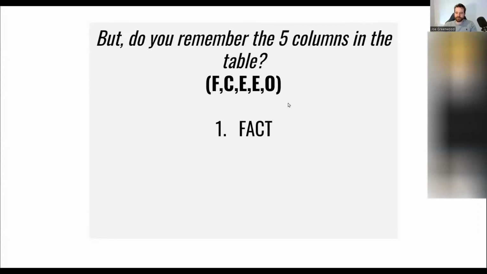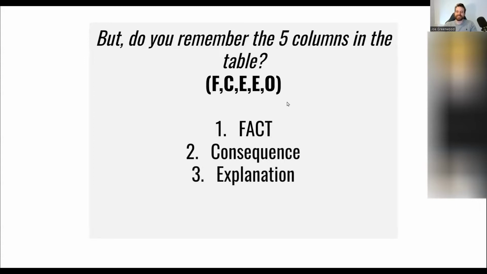What's 1? Fact. 2. Consequence. 3. Explanation. 4. Example. 5. Opinion. Yeah, because the explanation is to explain the consequence. So you do it first and then you give examples, right?